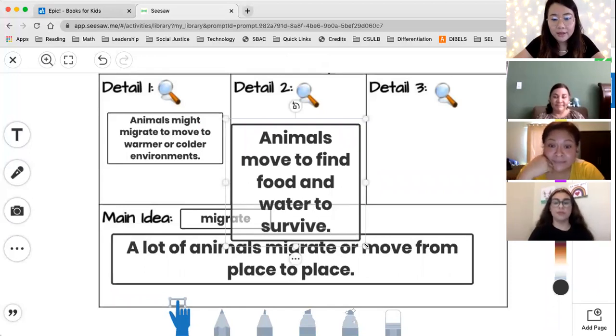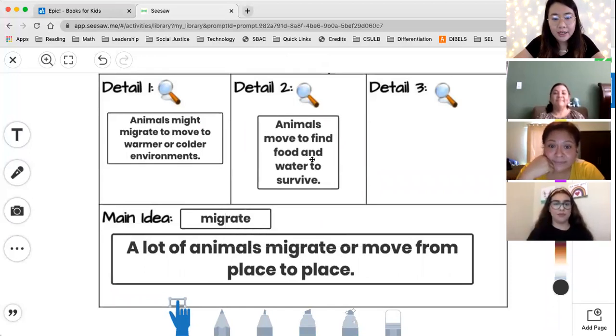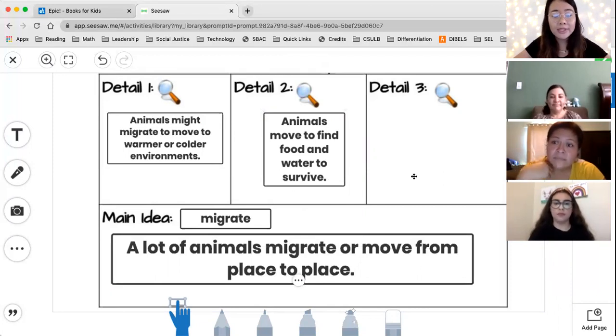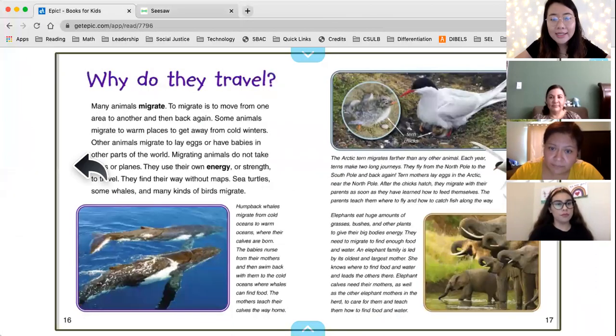Ooh, I love we're using our key words here. And again, let's double check, does this detail support the main idea? So animals move to find food and water to survive. With our main idea is a lot of animals migrate or move from place to place. Yes, it does support, telling us why animals are moving. Let's go back in the text for our last detail to support our main idea. Any other sentences that had that repeated phrase? Ms. Akimowicz?